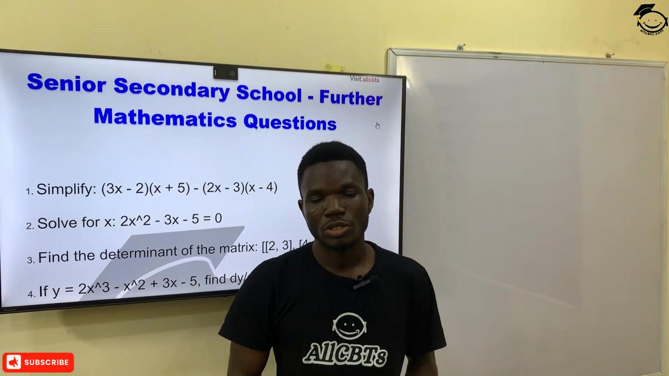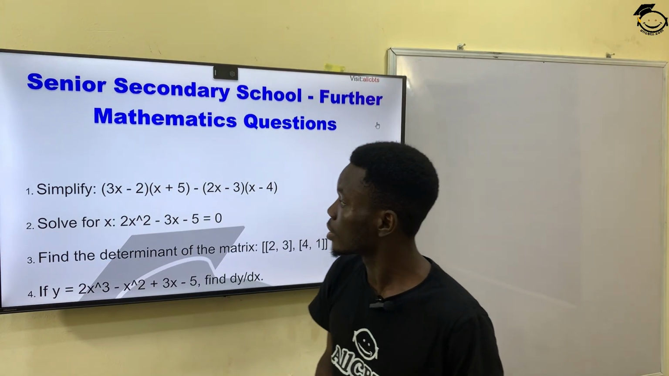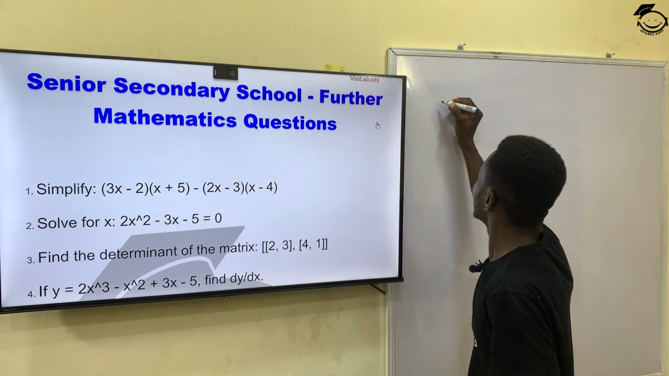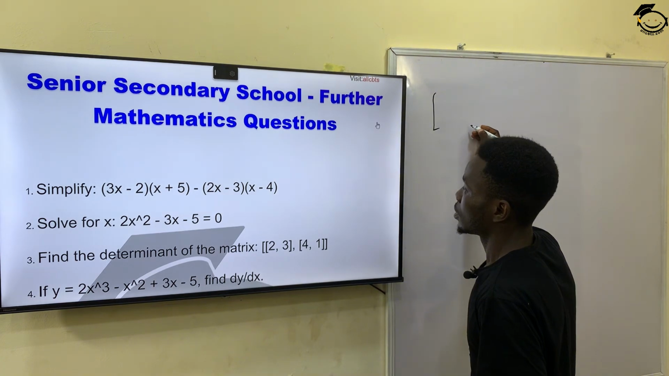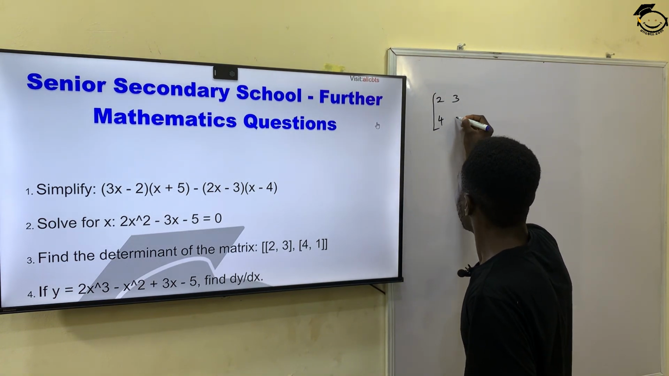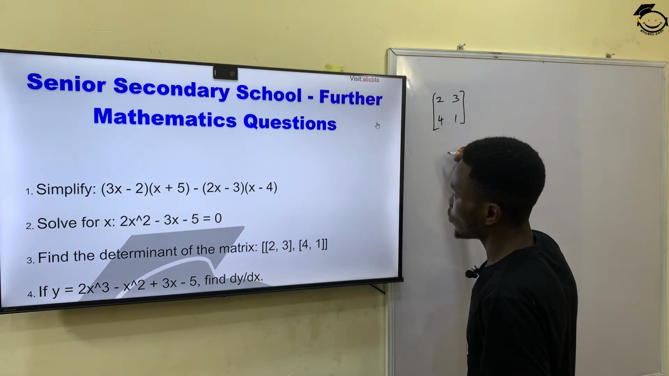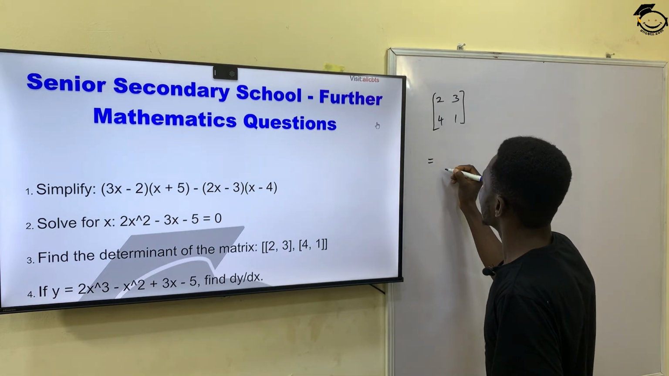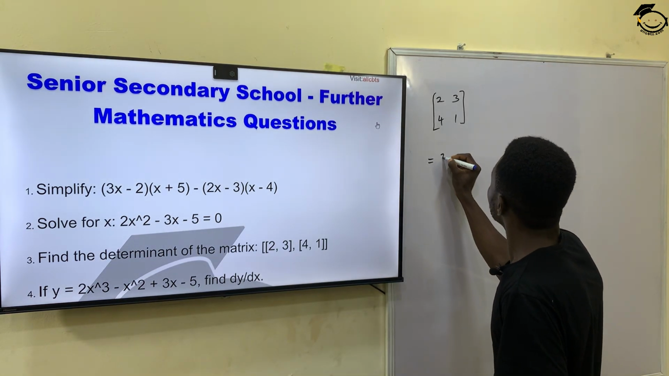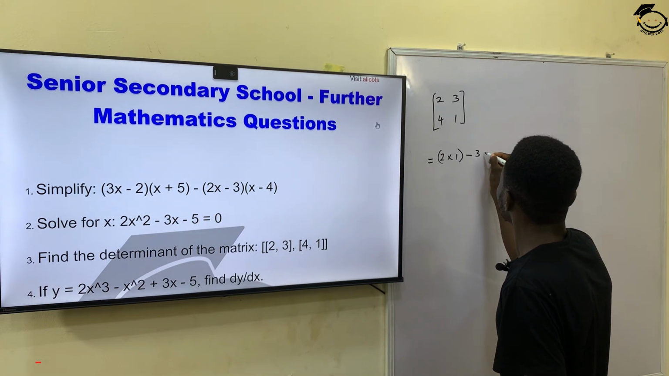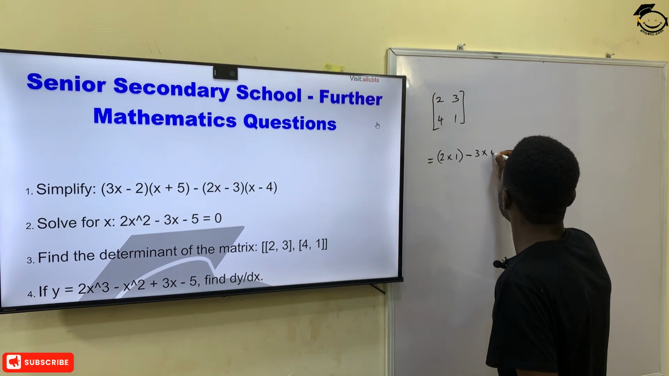So that takes us to question number 3, which says find the determinant of the matrix. So we have a matrix which says 2, 3, 4, 1. So we're asked to find the determinant of the matrix. The determinant of this matrix is the same thing as saying that I have 2 times 1 minus 3 times 4.